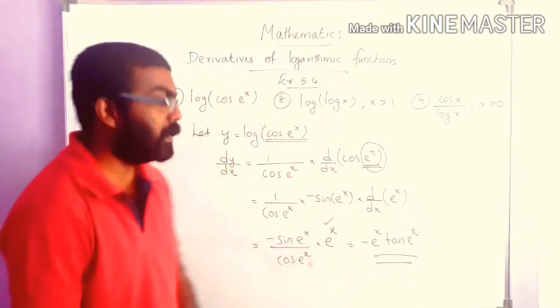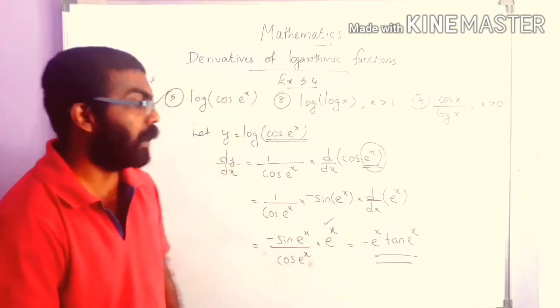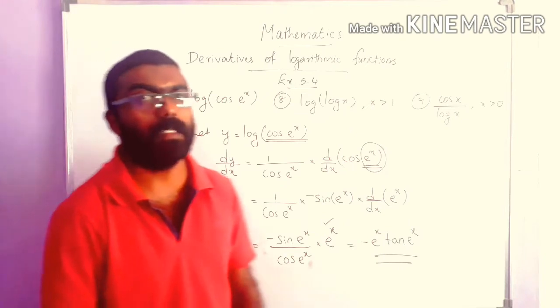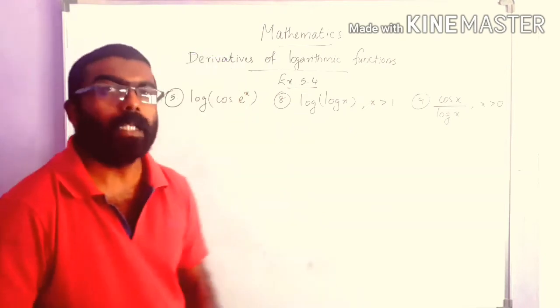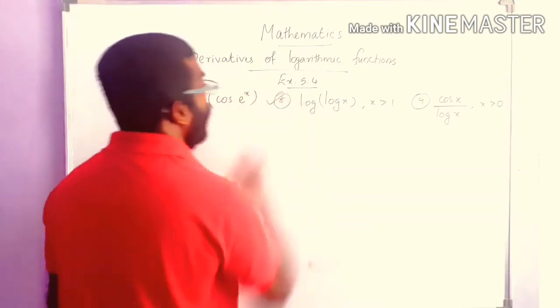That is minus e raised to x into tan e raised to x. Is that clear? Okay. Now the next one is question number 8.